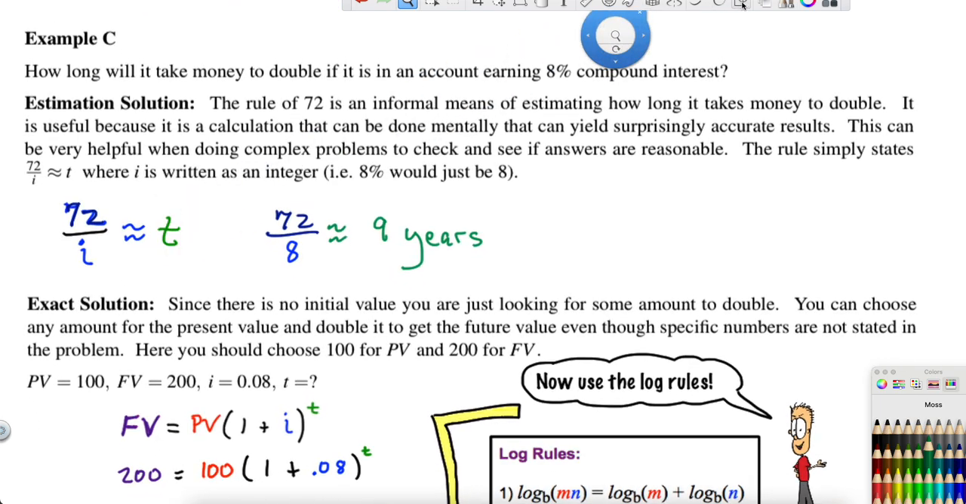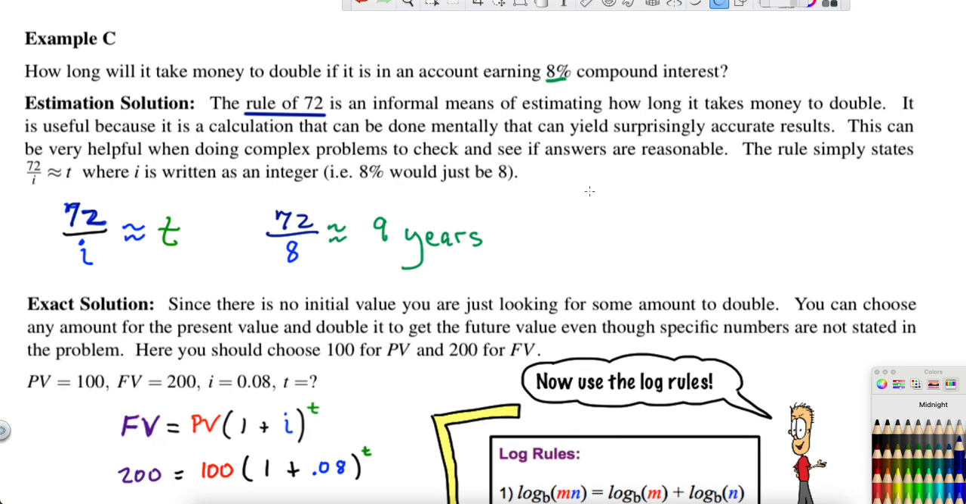How long would it take money to double in an account earning 8% compound interest? So there's an estimated solution here. It's called the Rule of 72. It's just a quick calculation on how long it takes to double your money. So 72 divided by i would tell you approximately how much time your money would take to double. In this case i is 8, so 72 divided by 8 is 9 years, right?